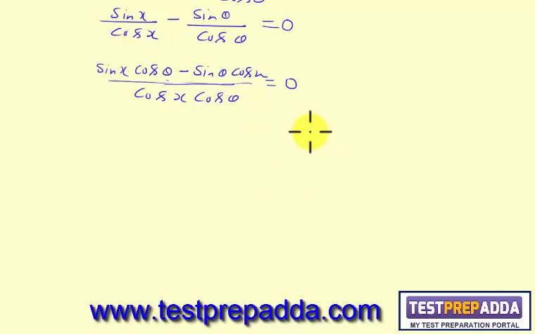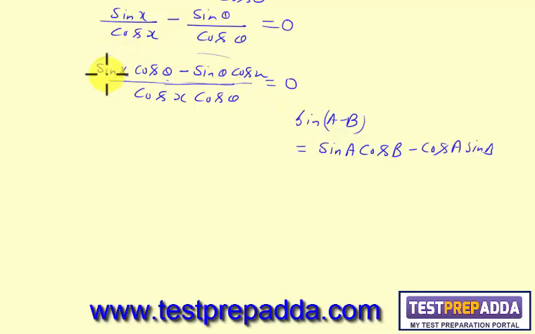Now recall sin A minus B. What is the formula? Sin A cos B minus cos A sin B. Okay, now check this numerator. The numerator can be written what? Sin x minus theta, and cos x into cos theta when multiplied with 0 will become 0. So at the end I get here sin x minus theta equal to 0.